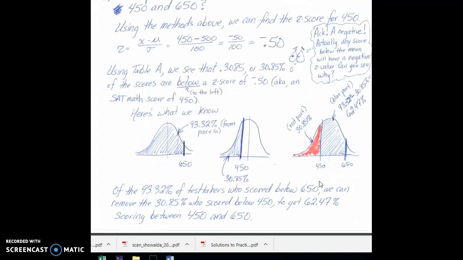So we can essentially get rid of them. We know that this entire area is 93.32%, and we know that this red portion here that we don't want is 30.85%. So if we subtract that from 93.32, that's where we get 62.47%. So roughly 62.47% of the test takers of the SAT are scoring between a 450 and a 650.